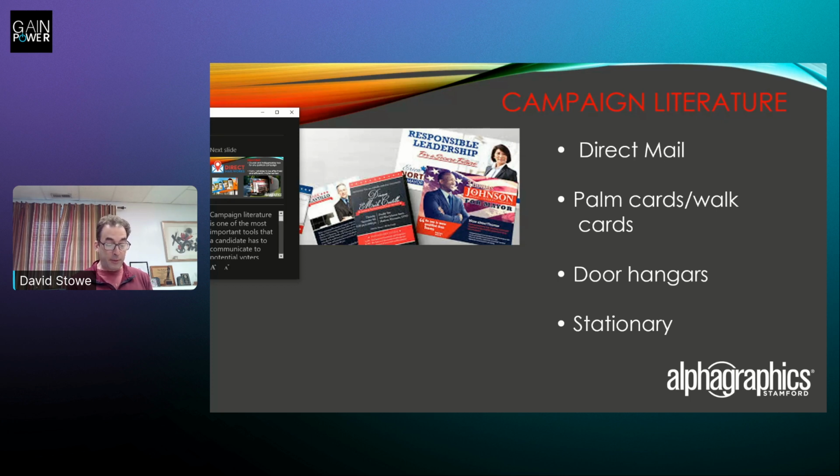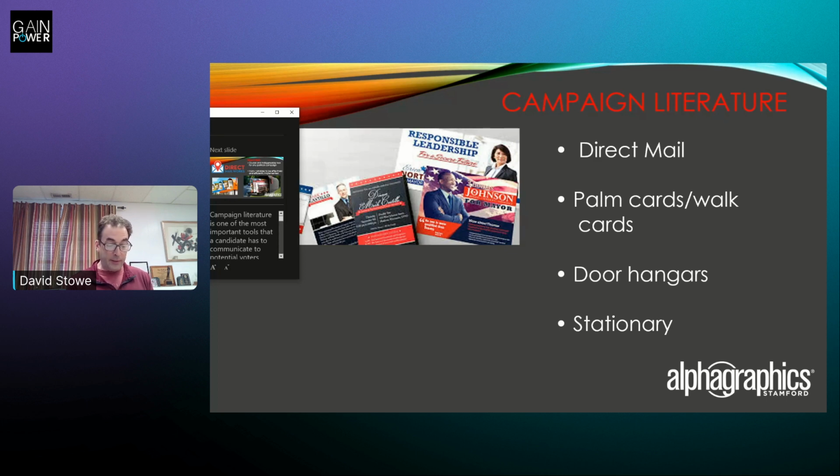There are a number of printed pieces that are important tools to use in this process. Having a palm card to hand out that is well-branded and illustrates what the candidate stands for is important to have. Having a leave-behind for those who are not home is also a good idea. Additionally, having a card for people to fill out that they can return with questions and ideas is also a nice touch and allows you to make your constituents feel like you're actually listening to them and addressing their concerns.